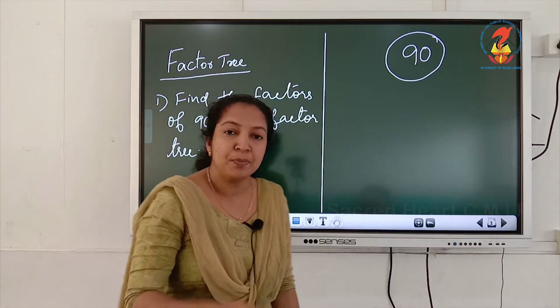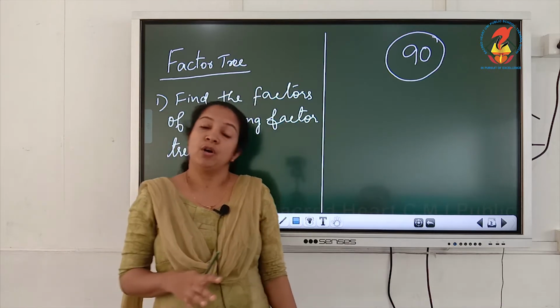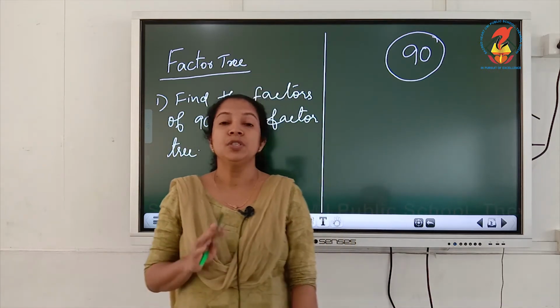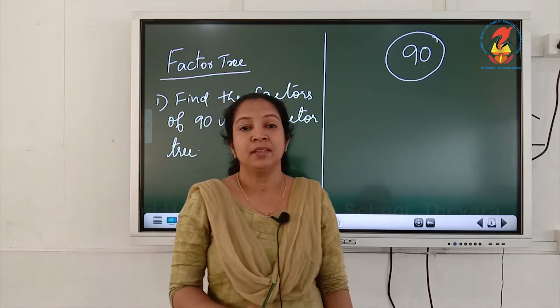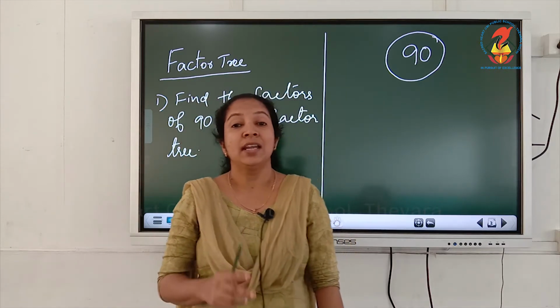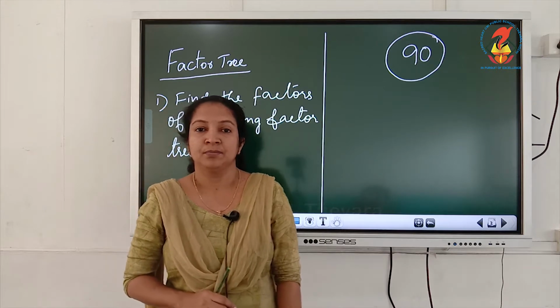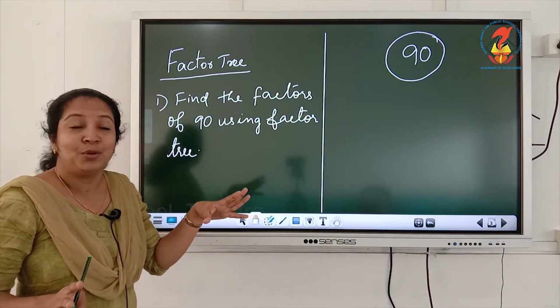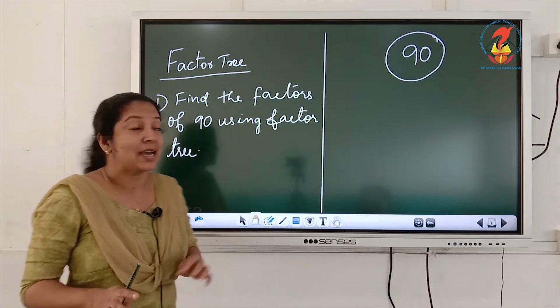Then for writing the prime factorization of a given number, we have to use two methods. One is the factor tree method, which you have already learned, and the other is the division method. So first one, factor tree. We are drawing the tree and writing the numbers in that.